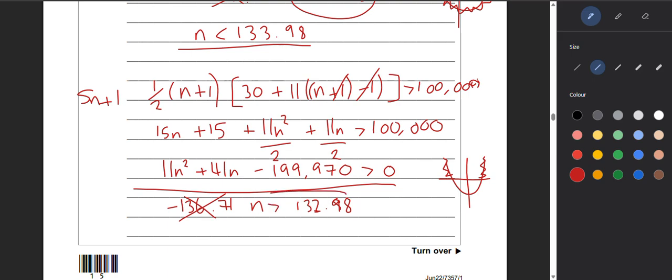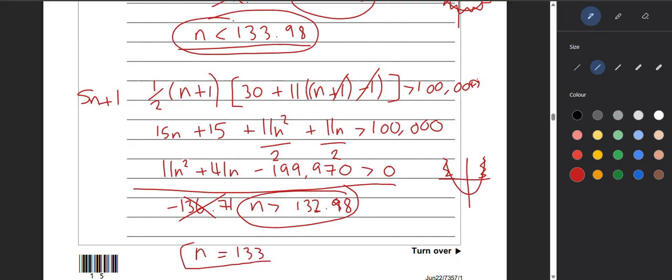So we end up with these two things. I have n is greater than 132.98 and n is less than 133.98. n should be an integer value because we're talking about term numbers. So I feel that means that n must be 133, because that satisfies it's bigger than 132.98 and it's less than 133.98. So n must be 133.